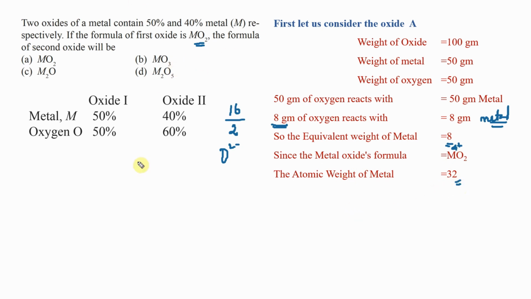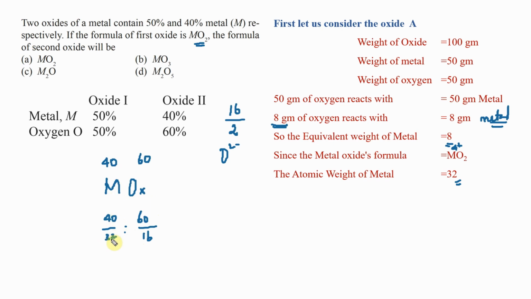Now I'm going to go to the next one. MOx. I don't know what it is. I know this is 40 grams, this is 60 grams. We cannot carry over the equivalent weight because it could be a different one. But one thing we know is this is 60 grams. 60 grams divided by 16 is moles of oxygen. What is the moles of this? 40 by 32. This is the mole ratio.